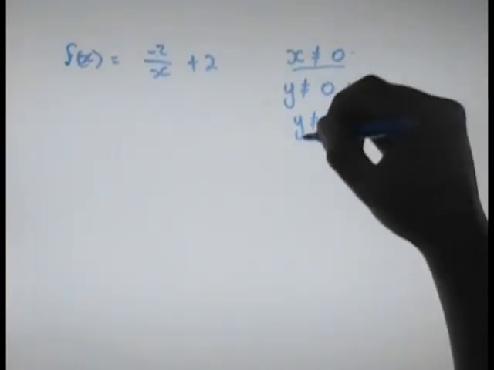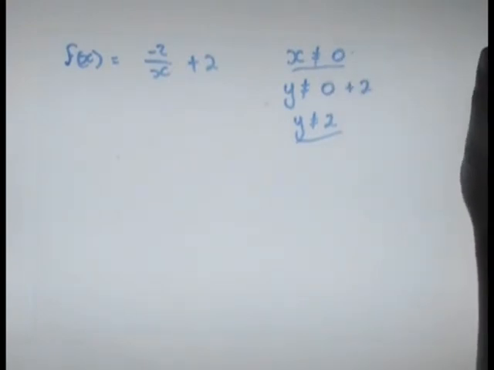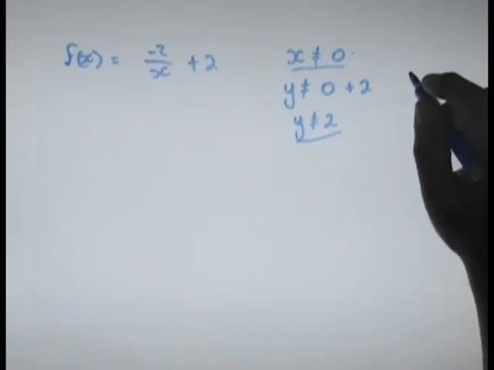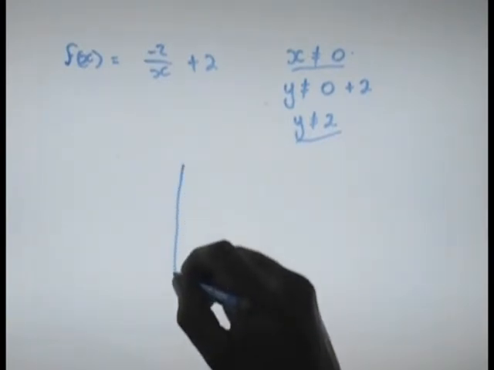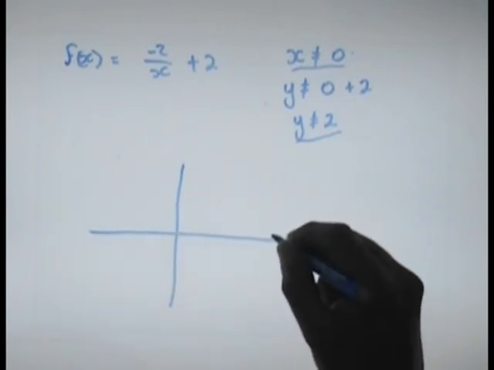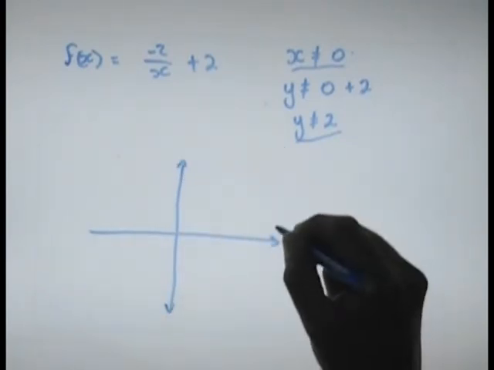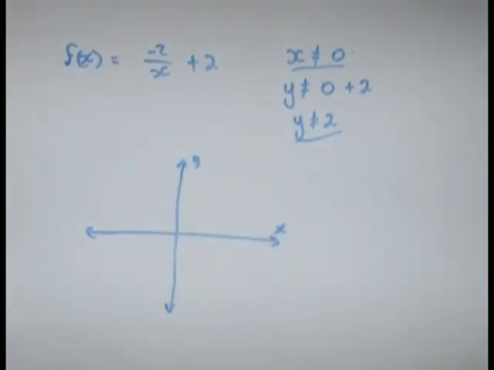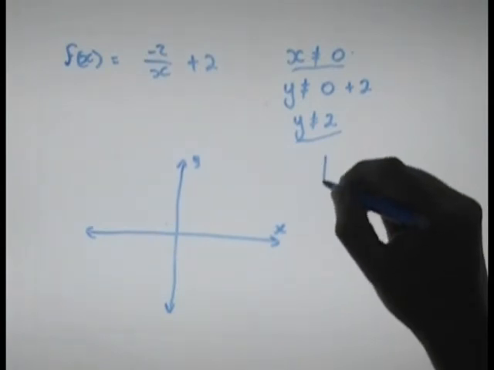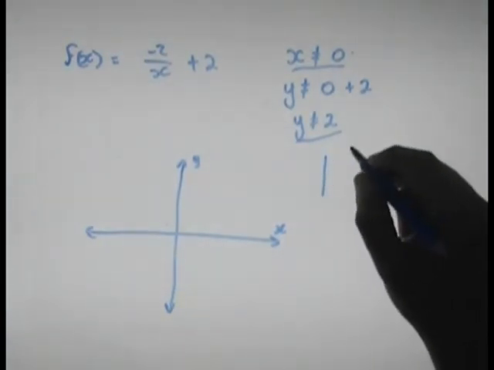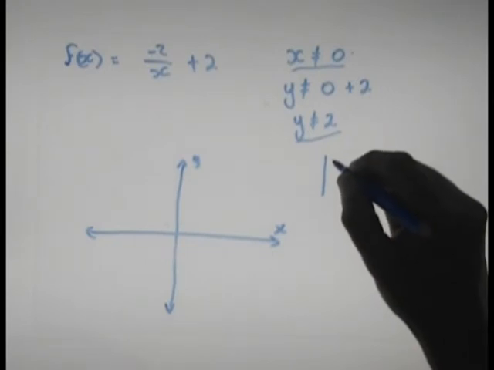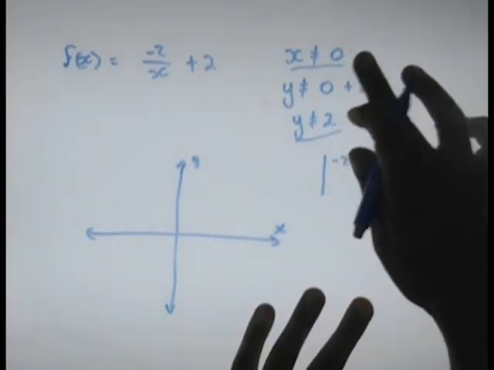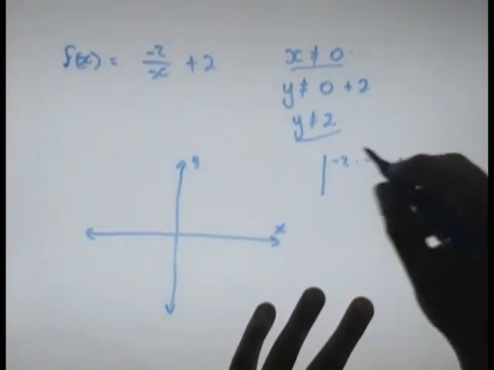So we have two asymptotes here. The one is x cannot equal 0 and the other is y cannot equal 2. For this one, I'm going to start by drawing a table method. This is my x-axis, this is my y-axis. I'm going to use x values of negative 2, negative 1. I can't use 0, 1 and 2.